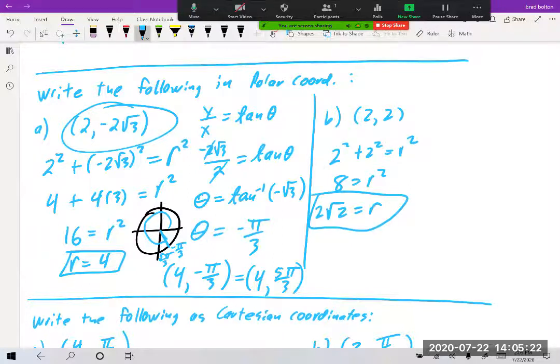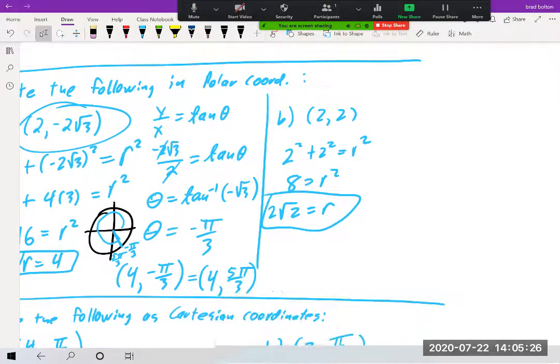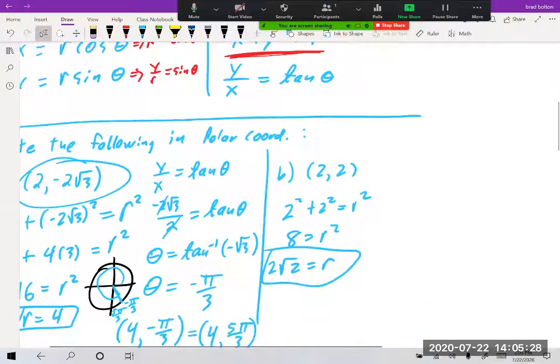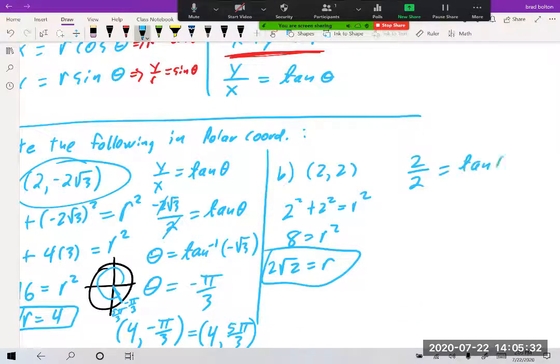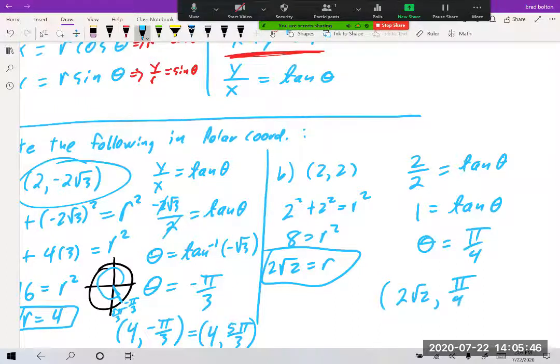However, when we go to do our formula, y over x, this would be 2 over 2 equals tan theta. So then we have 1 equals tan theta. So then we know that theta is equal to pi over 4. Okay, so then we have 2 square roots of 2 comma pi over 4.